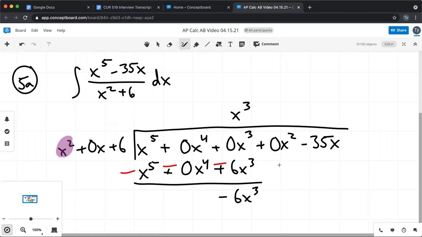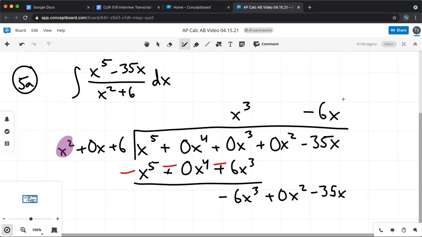And then we're going to bring down the rest of our terms, or the next term. Doesn't really matter. So I'm just going to write the rest of them. And we're going to ask the same question. What can I multiply to x squared to get negative 6x cubed? The answer is, well, we need a negative 6, right? We need to multiply by negative 6 to get the coefficient, and then we need another x. So it's going to be negative 6x. I just like to line these up based on their powers. You don't really need to do that. It might be helpful.